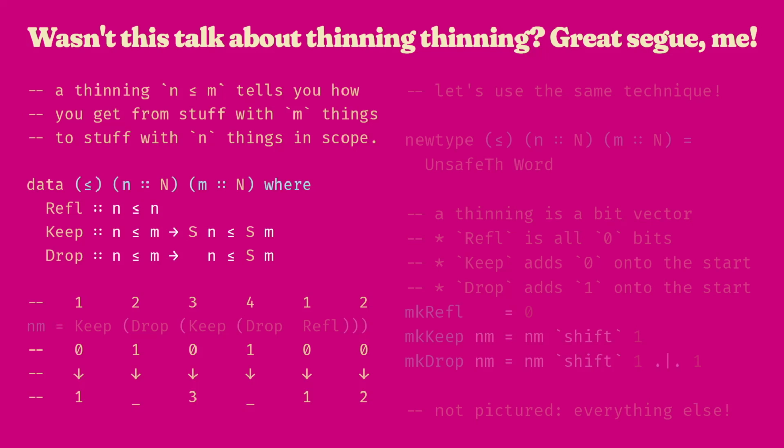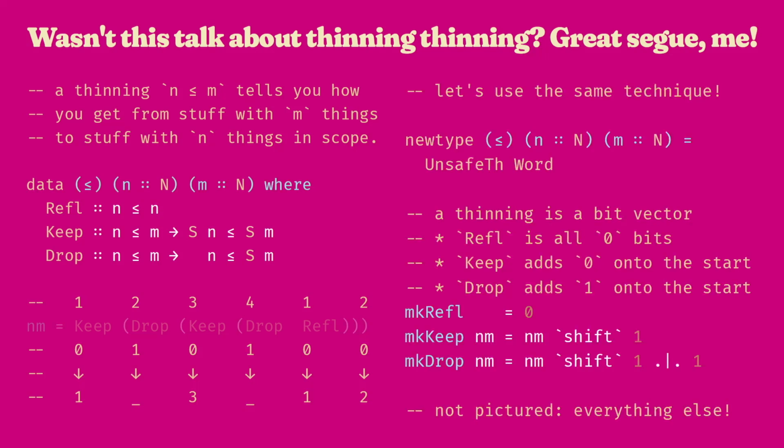And if we do this, we can use the same technique for thinnings. There we go. This stuff has appeared. So again, what we do is we take this unsafe newtype declaration, we wrap a word, and then we define the reflexive keep and drop constructors by bit shifts and masking of various sorts. It doesn't really matter, but it works out this way, and I'm not going to go through all the rest because we know it from the previous definition.